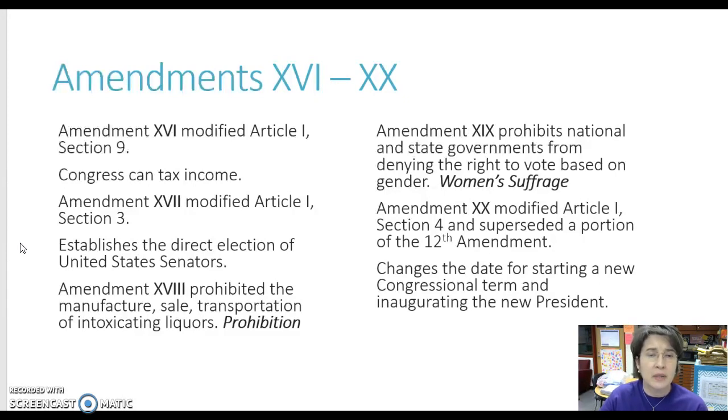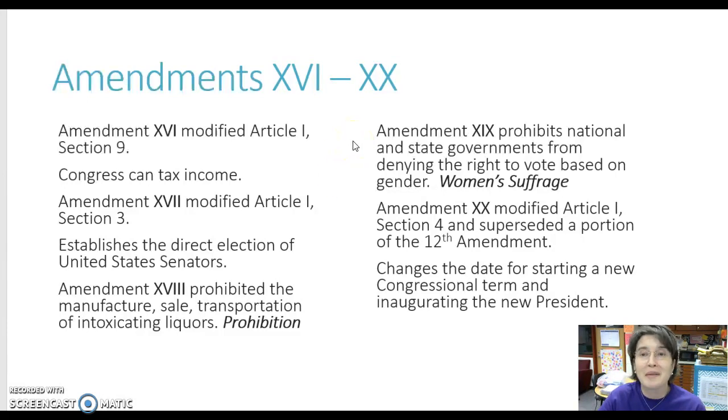Amendment number 18 prohibits the manufacture, sale, and transportation of intoxicating liquors. This is called prohibition, and basically Amendment 18 passes during a time when people are really thinking that alcohol is evil and that we just want to get rid of it completely in this country. So basically it makes having it in any way, shape, or form illegal. It was a huge failure, and so not long after that we get another amendment that rescinds the 18th Amendment.